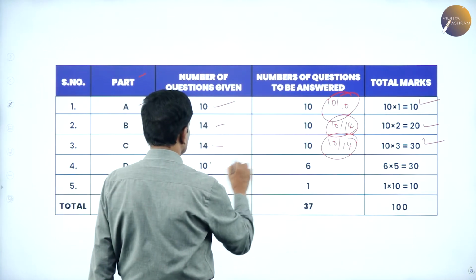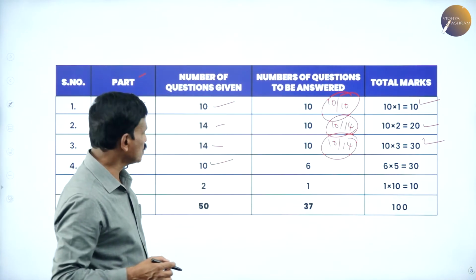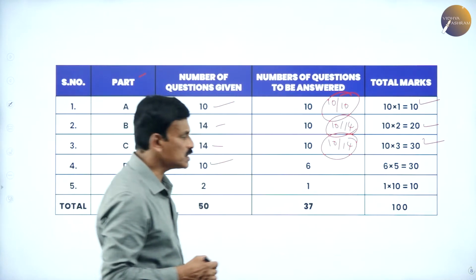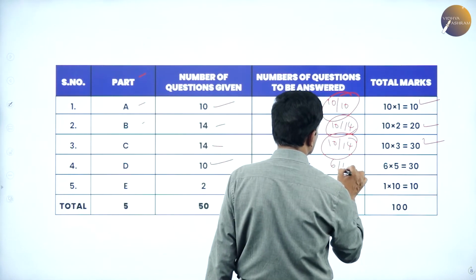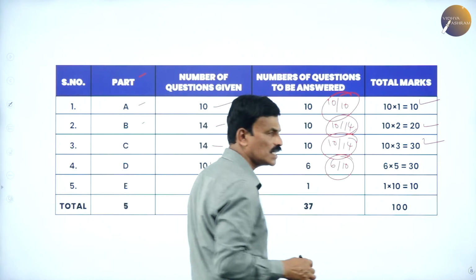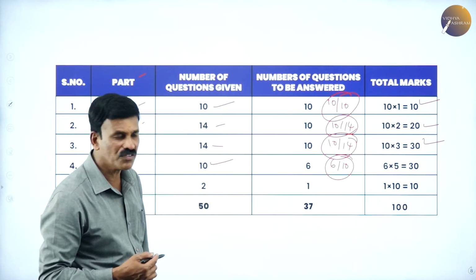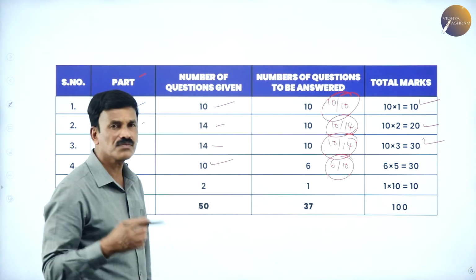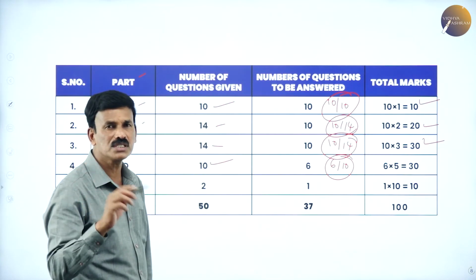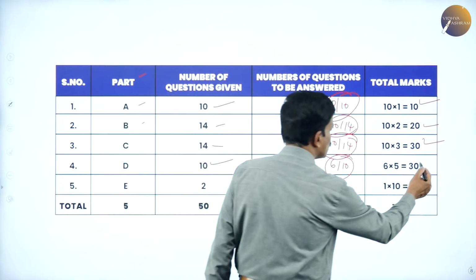Whereas in part D, there are how many questions? 10 questions. In 10 questions you are going to answer 6 questions. Each question carries 5 marks. That is essay type questions, derivations, all those come in 5 marks questions. So you are going to answer 6 questions. Each carries 5 marks. 6 fives are 30 marks from part D.